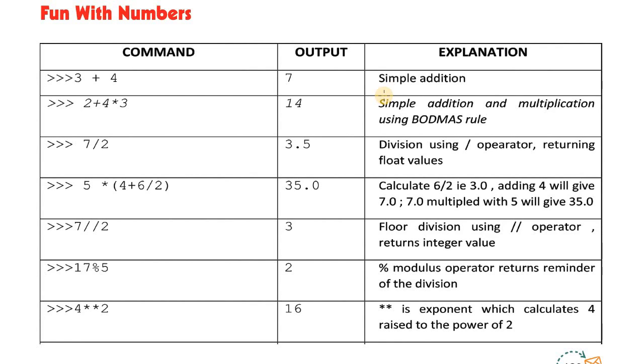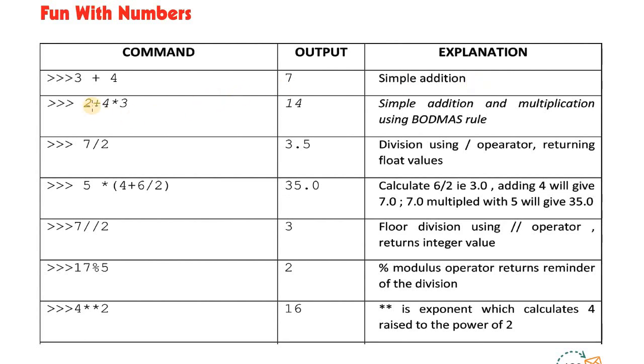How the various commands give us the outputs and what is the meaning of each command. Say for example the first one here, 3 plus 4, the output is 7. So this is basically just a simple addition.